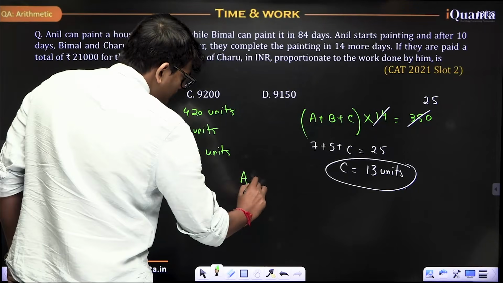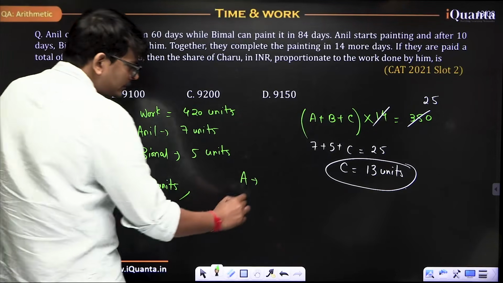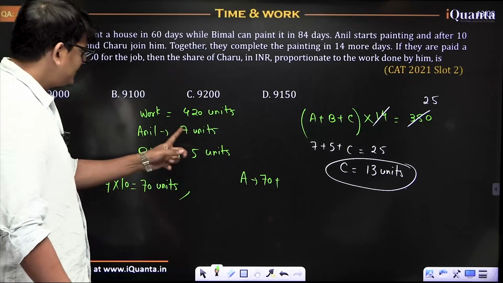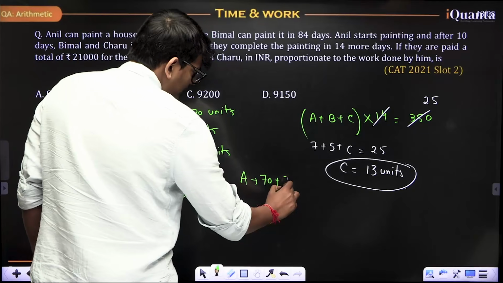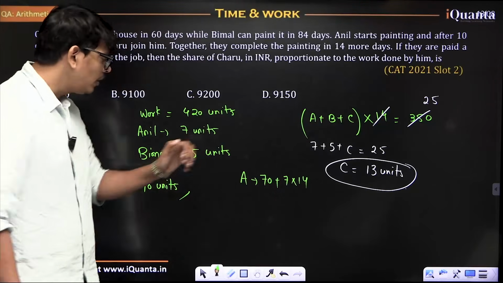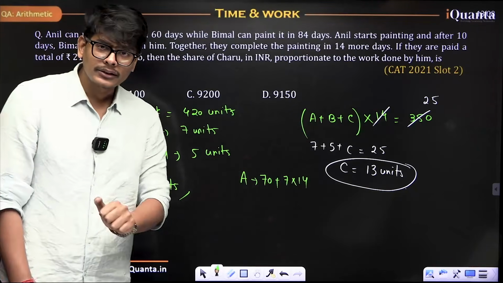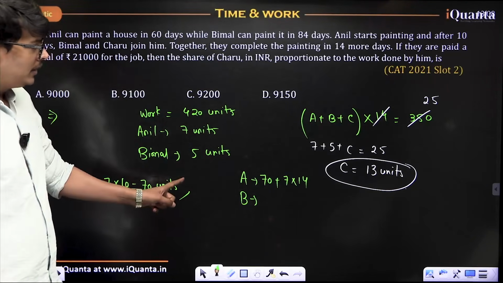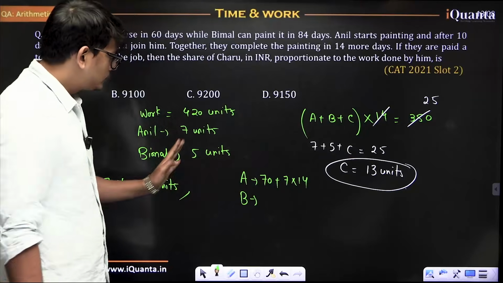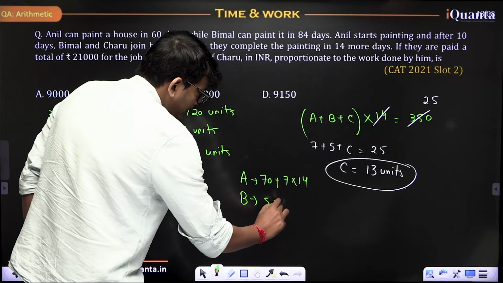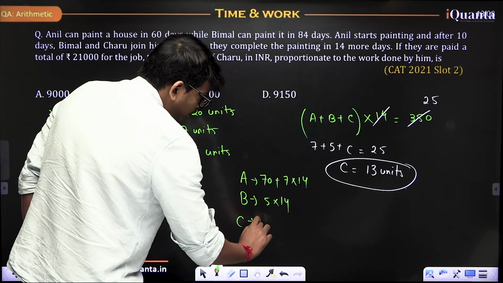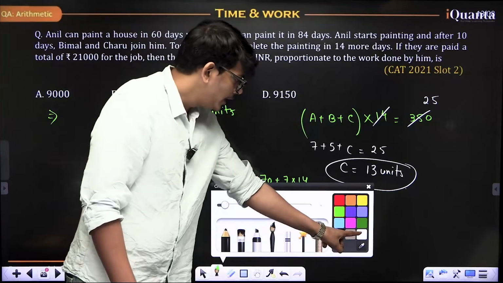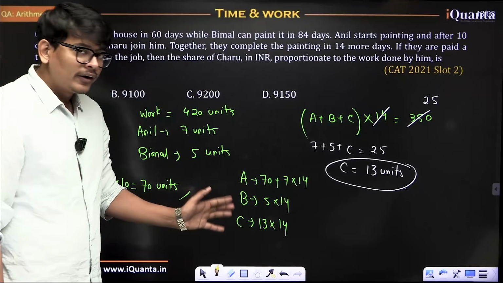If you observe, A has completed 70 units plus A has worked 14 more days. Efficiency of A is 7. So 7 into 14. So work done by A will be this much. Work done by Bimal will be how much? Bimal has worked only for 14 days, so 5 into 14. And Charu has worked for 14 days. Efficiency of Charu is 13, so 13 into 14. Now we can cancel out 14 easily.